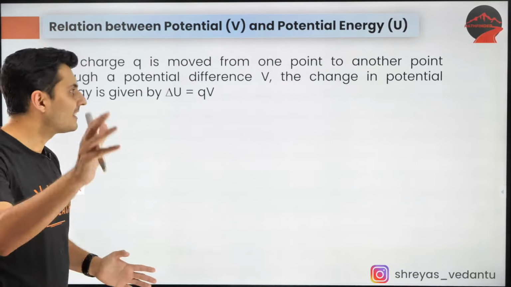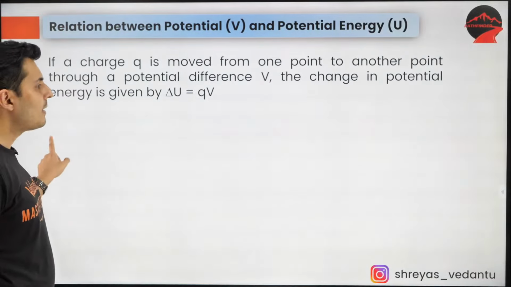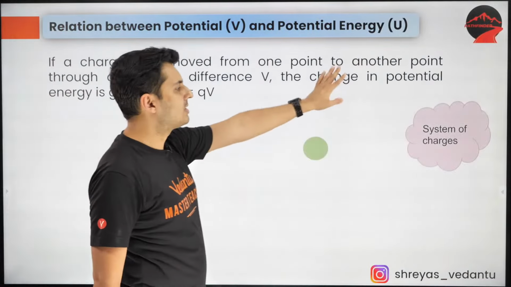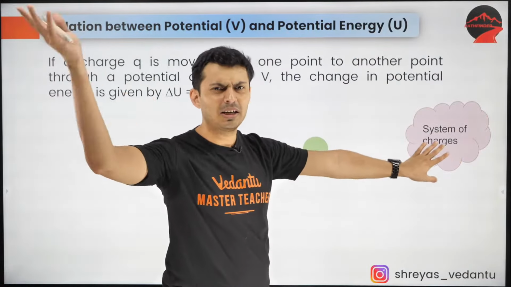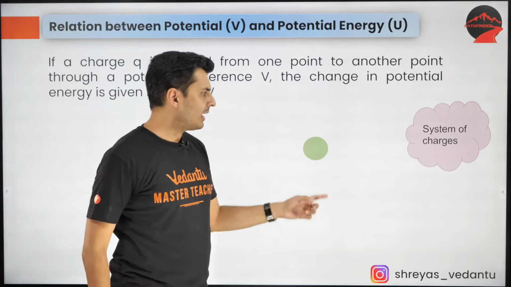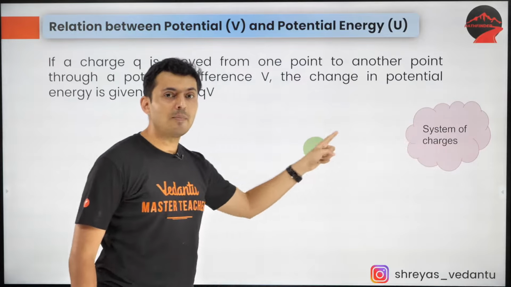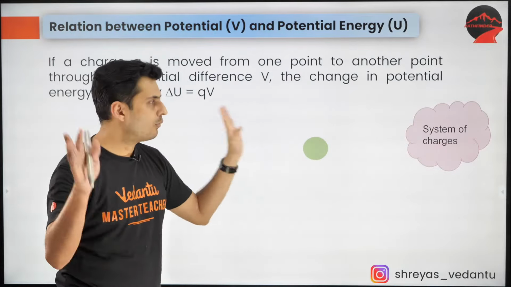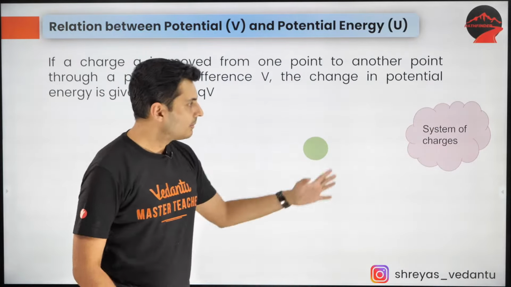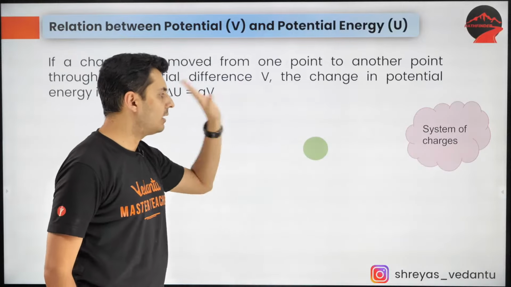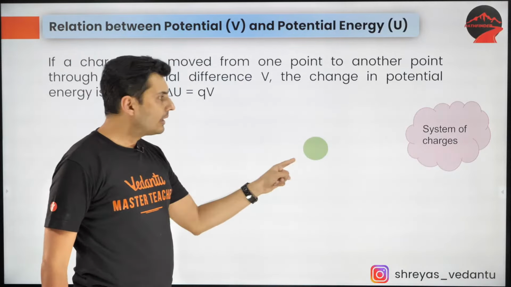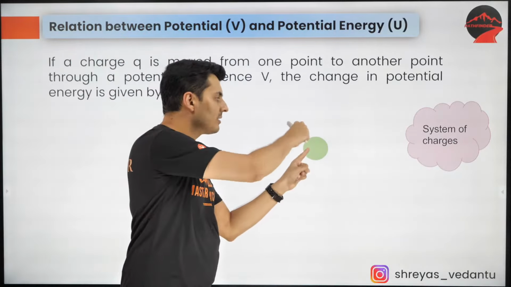What it means is that, guys, imagine you have some charges, positive, negative, I don't care. And you are at some point, and because of those charges, you get some potential, some volts, 100 volts. Because of these charges, you get some 100 volts of potential here. Now you actually place a charge there.